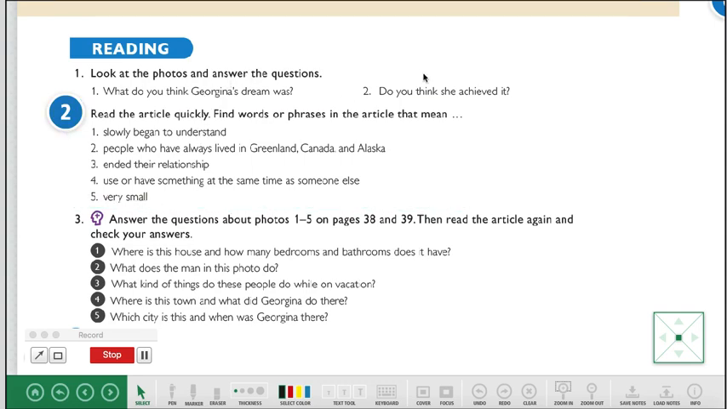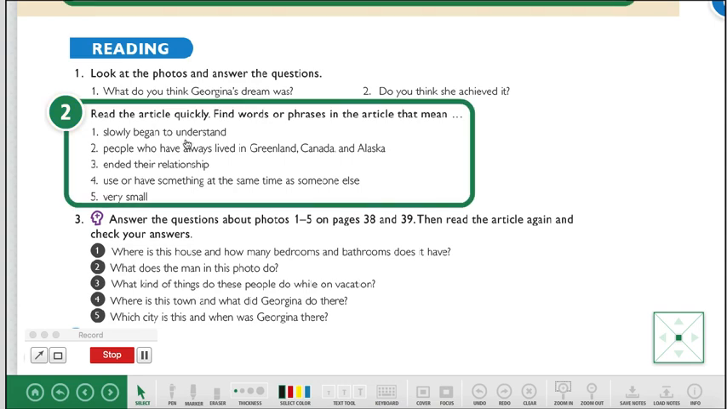This is not necessary to be done, or to send me some evidence, yes? But if you decide, you can do it by yourselves. The activity which we are going to start is number 2. Read the article quickly. Do you remember quickly? It is fast, okay? Not slowly.